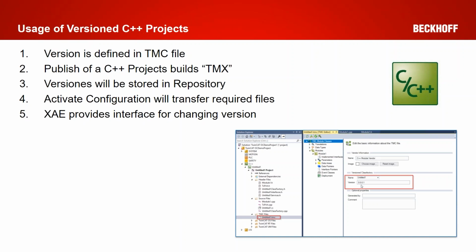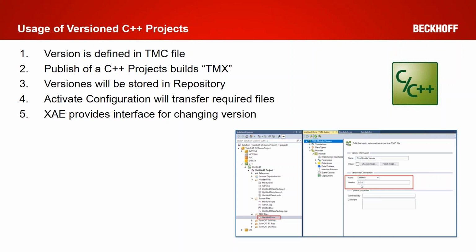It is stuck to one repository. This repository is comparable to the PLC repository, where we have libraries which are ordered by vendor, library name and version. Here again we have the vendor information, and we have the class factory name, which is comparable to the library name. And then we have the version. All this is stored within a repository on the engineering side, but also on the target system side.